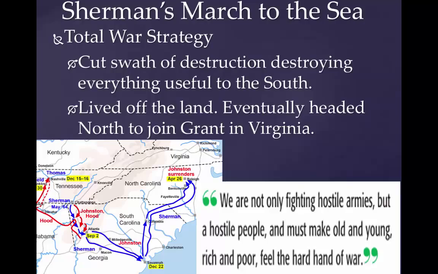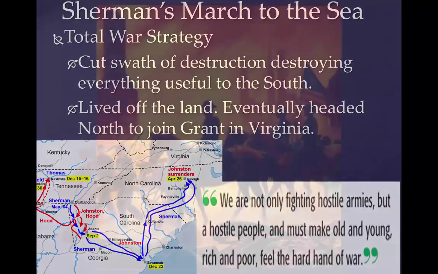And you have this quote here: we are not only fighting hostile armies, but we're fighting a hostile people, and we must make old, young, rich, and poor feel the hard hand of war. Now, that's a pretty tough quote. It talks about the people needing to suffer as much as the fighting people, because they are helping the war effort.